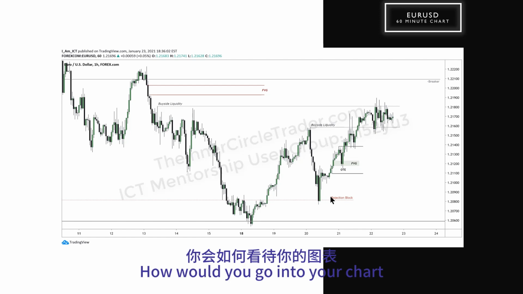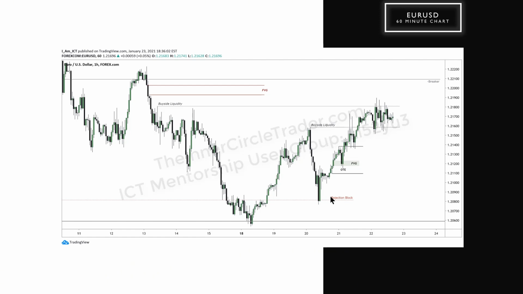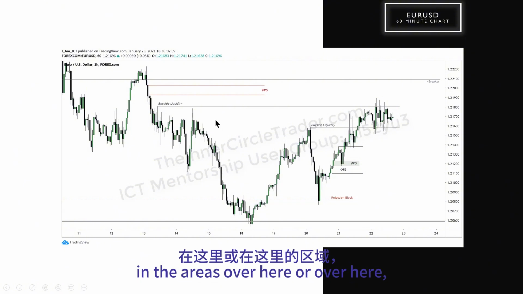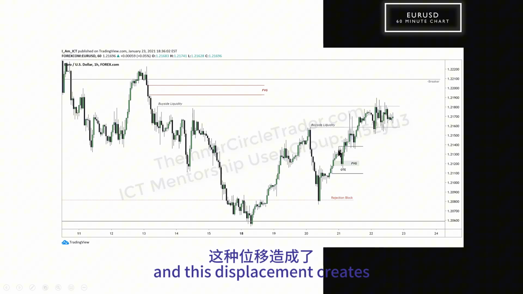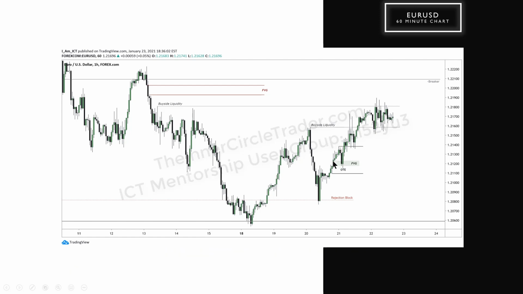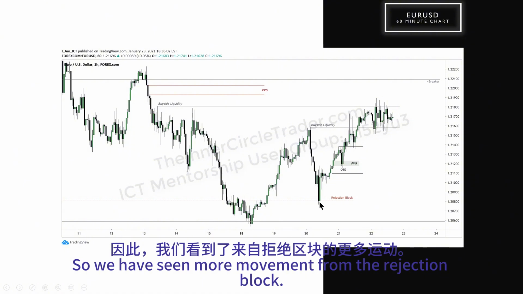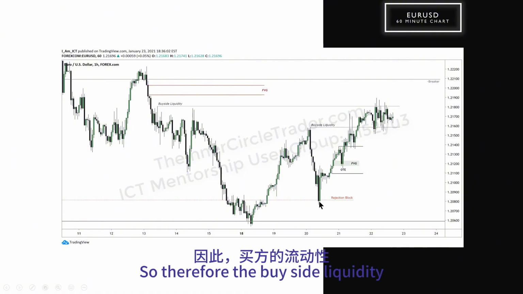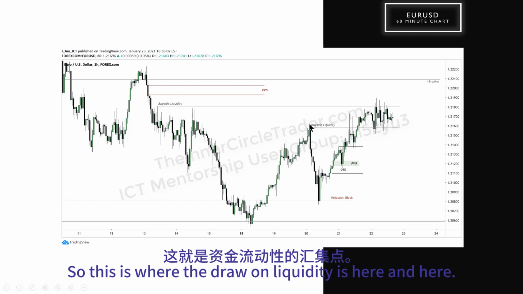How would you go into your chart and annotate that and not beat yourself up, and do it constructively? Well, in areas over here or over here, you would simply type out things like, the market continued to move higher, and this displacement creates this run here, and then we drop back down into this fair value gap. So we have displacement higher, negating any weakness that would be expected. So we have seen more movement from the rejection block, so therefore the buy side liquidity is going to be attacked. So this is where the draw on liquidity is, here and here.